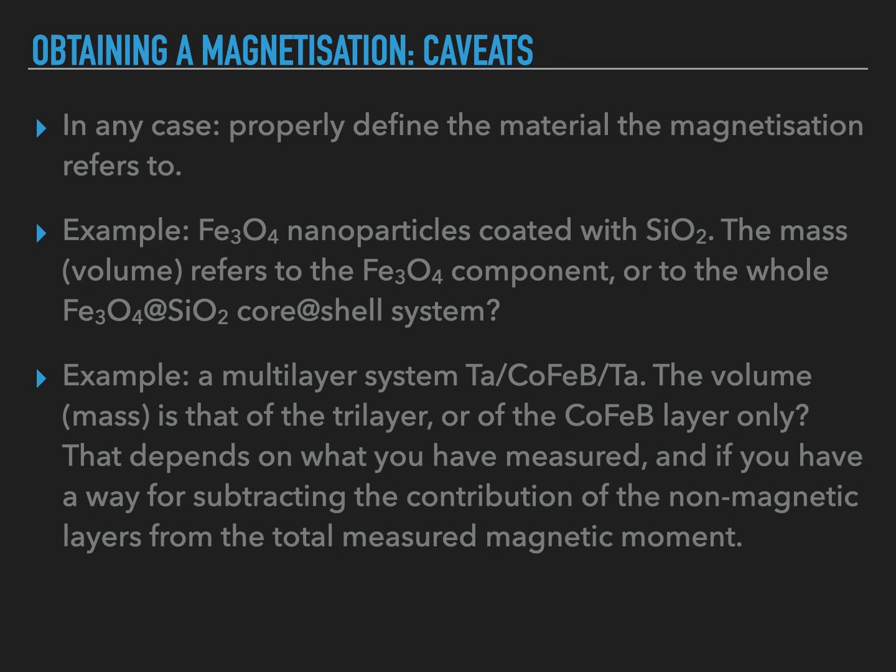Or let's take another example, a multilayer system, a cobalt iron boron film that has a top layer and bottom layer of tantalum. The volume or the mass that you have measured, is that of the whole stack or only of the cobalt iron boron layer? Of course, the answer depends on what you have measured, how you have measured it, and if you have a way to subtract the contribution of the component that is not magnetic, just the silica shell in the example of particles, or the tantalum layers in the case of the stack. The answer is not all the time the same. It really depends on what your possibilities are.